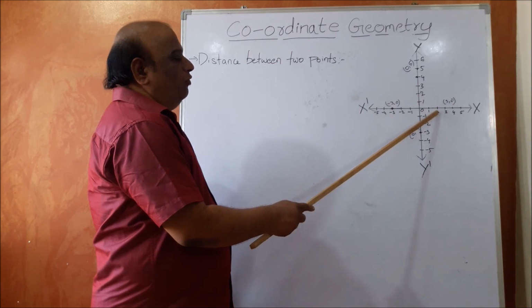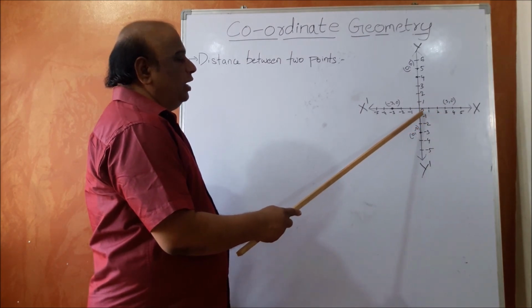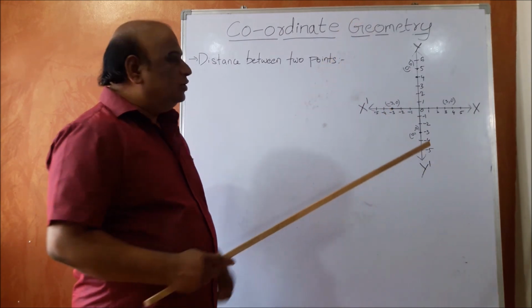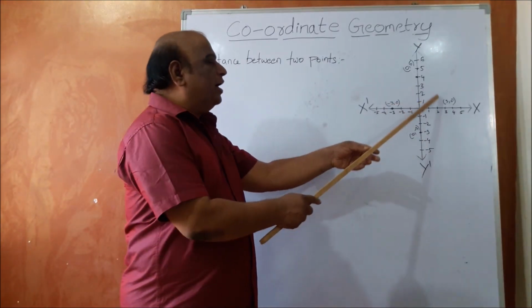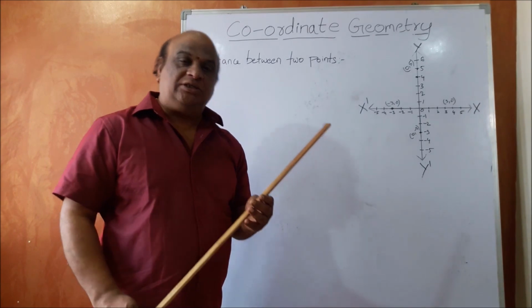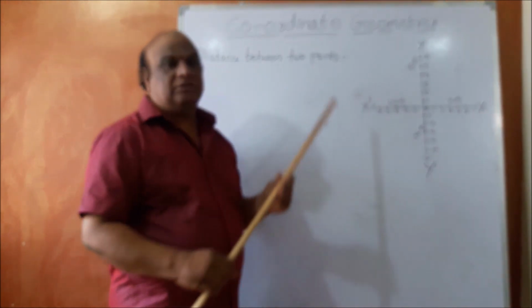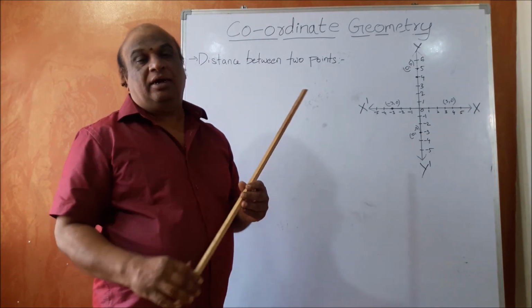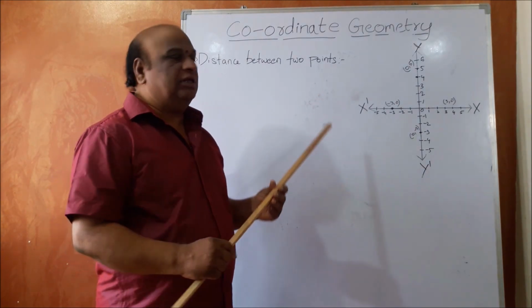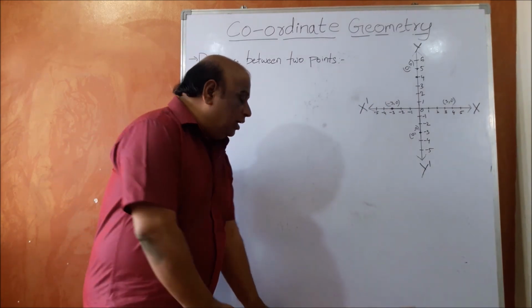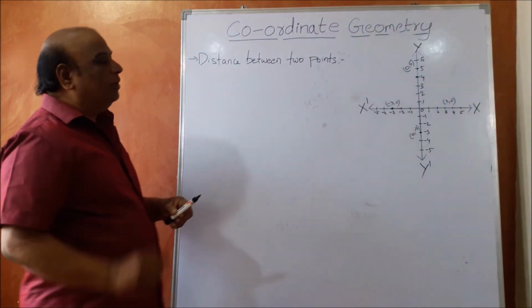1, 2, 3, 4, 5, 6. So the distance between these 2 points is 6 units. Without counting this, how to find the distance between 2 points on the x-axis? Is there any formula? Yes, we have one formula.